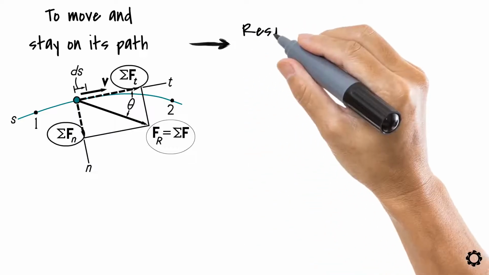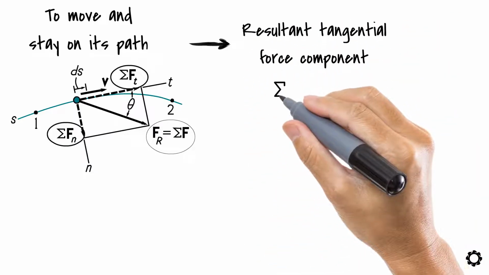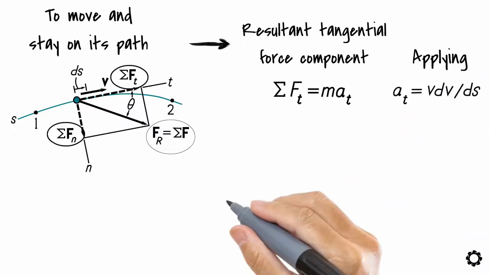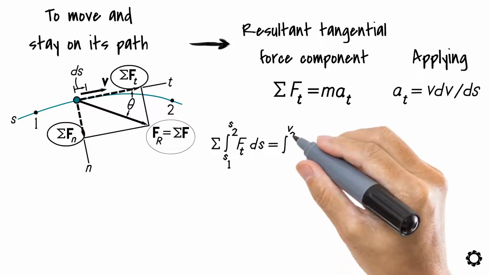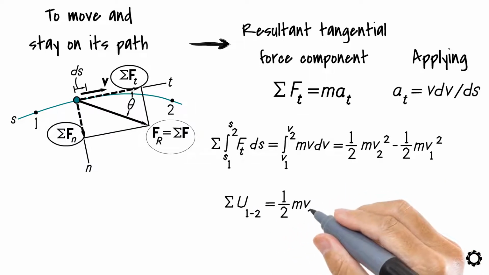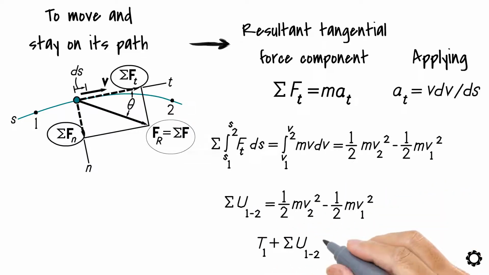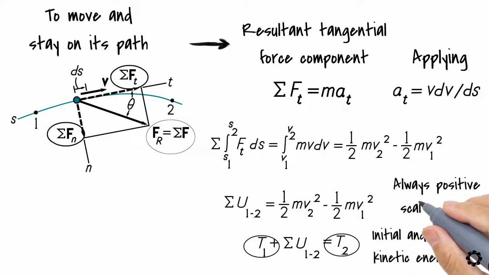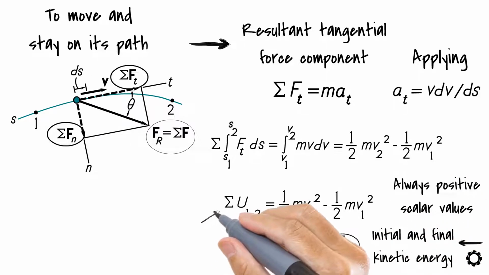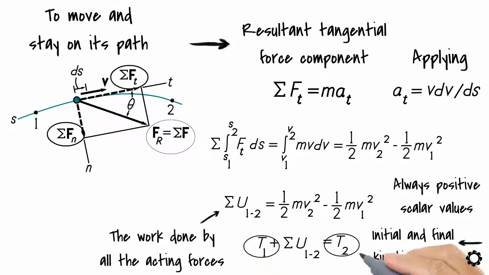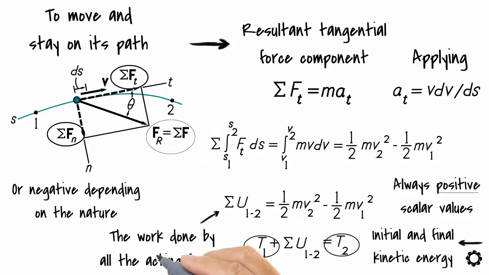By considering the resultant tangential force component, summation of Ft equals m times at, and applying the kinematic equation and integrating both sides of the equation of motion, it's possible for us to obtain the following set of equations for the kinetic energy of the particle, where T1 and T2 define the initial and final kinetic energy of the particle. Note that these terms are always positive scalar values, whereas the summation of U1 to 2 term, which takes into account the work done by all the acting forces, can instead be positive or negative depending on the nature of the work.